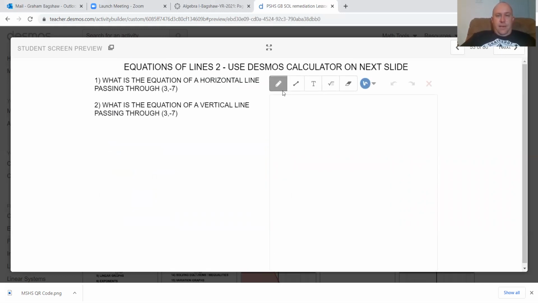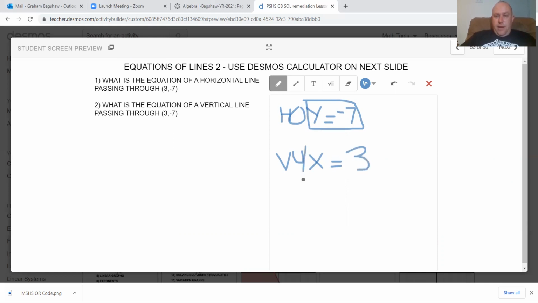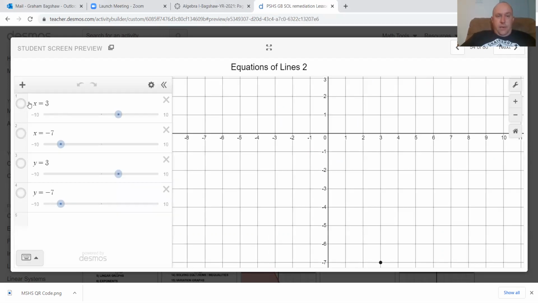What is the equation of a horizontal line? So when I see horizontal line, I'm thinking about that word Hoy straight away. And therefore, I know my equation starts with y equals. Looking at the two numbers, 3 is the x value and -7 is the y value. So I could type in y equals -7. For the vertical one, V-U-X, I know that x equals, and then this time it's just what the x coordinate is, which is 3. x equals 3.